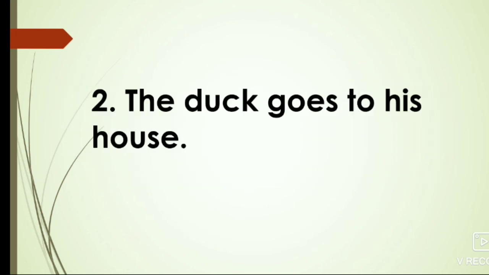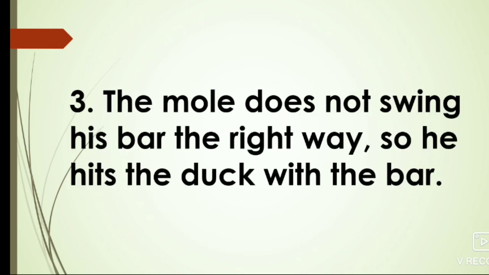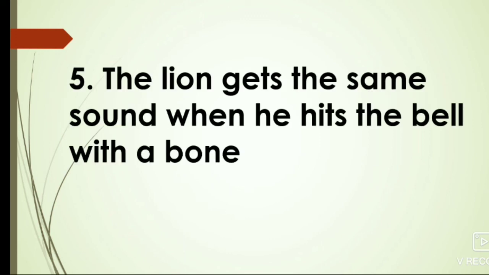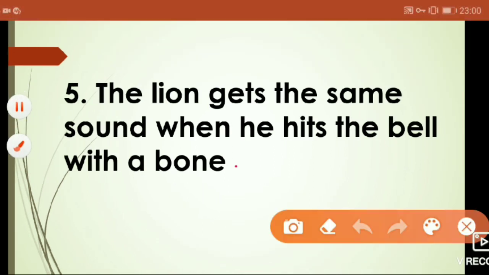The duck goes to his house. No, not yet. The mole does not swing his bar the right way, so he hits the duck with the bar. No. The story is about ringing a bell. We said this is our main idea. The lion gets the same sound when he hits the bell with a bone. This will be sentence number 3. So I want you to write number 3 next to this sentence.